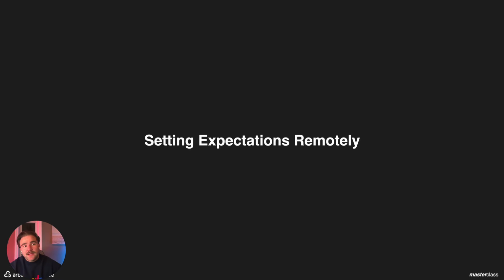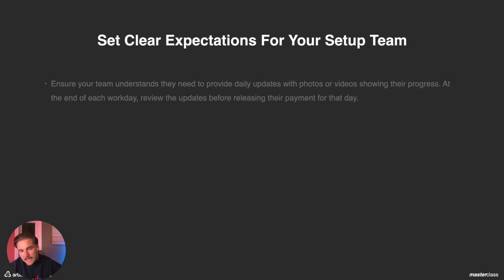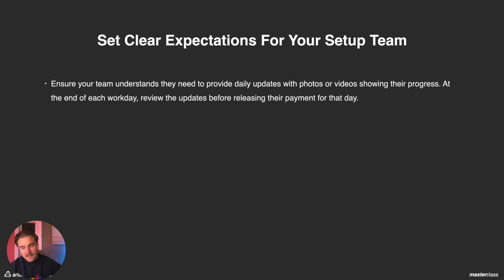And two is you need to set up an accountability system where they will need to send you updates on where they're at the end of each day. They basically just need to understand that although you're not there, you're very much involved. As I was saying, ensure your team understands they need to provide daily updates with photos or videos showing their progress. At the end of each workday, review the updates before releasing their payment for that day. They need to show you where they're at, how much got done on the project, and if for whatever reason not a lot got done, there was a challenge of some sort, they need to tell you why.